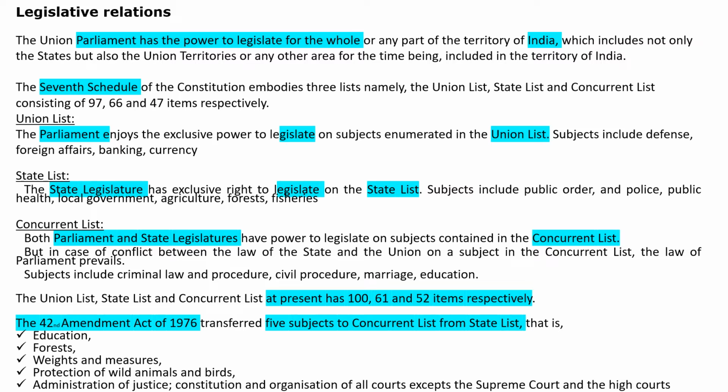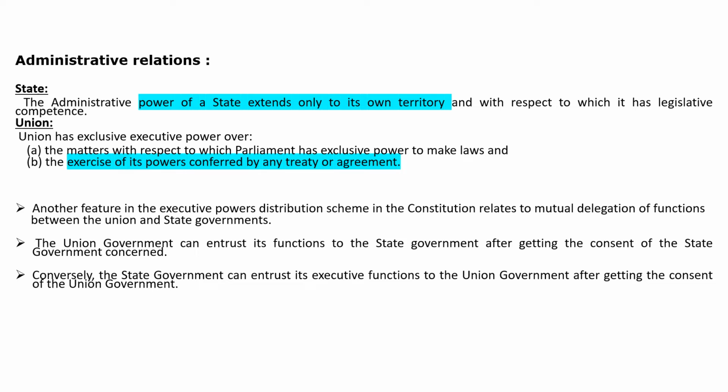The 42nd Amendment Act of 1976 transferred 5 subjects from the State List to the Concurrent List, that is, education, forests, weights and measures, protection of wildlife and birds, and administration of justice, constitution and organization of all courts except the Supreme Court and High Courts.